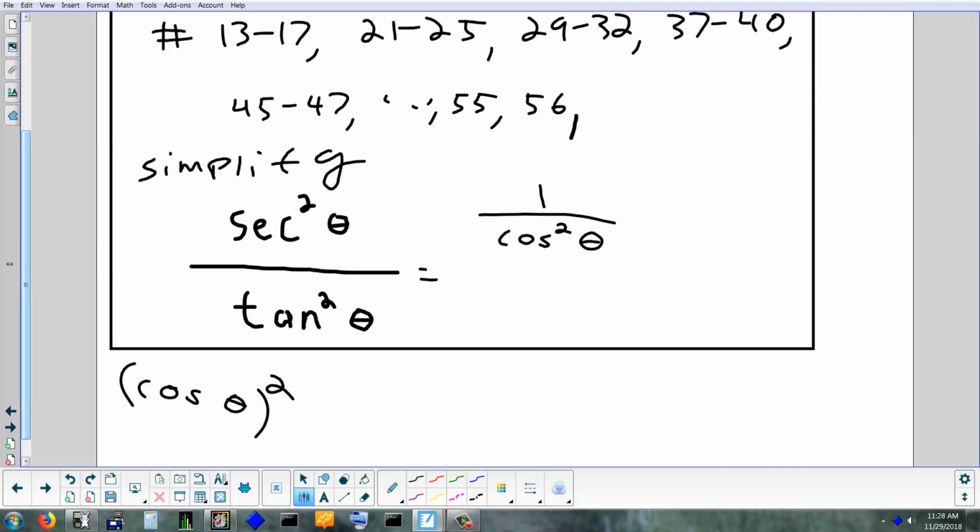Oh, Justin? How about just tangent? Not sure. Yep, Natalie? Sine squared over cosine squared. Right, tangent is sine over cosine. So tangent squared is sine squared over cosine squared.